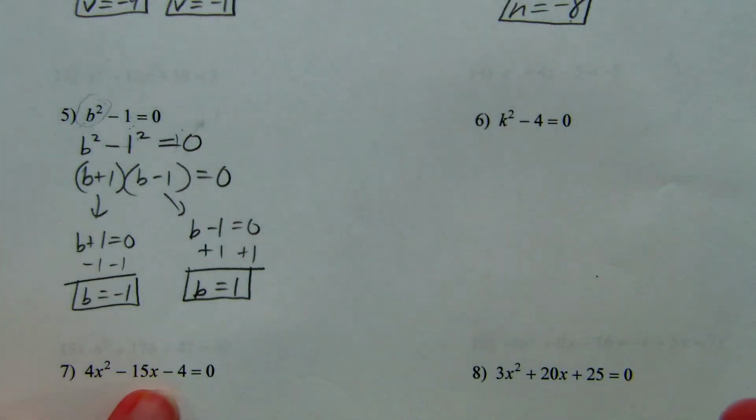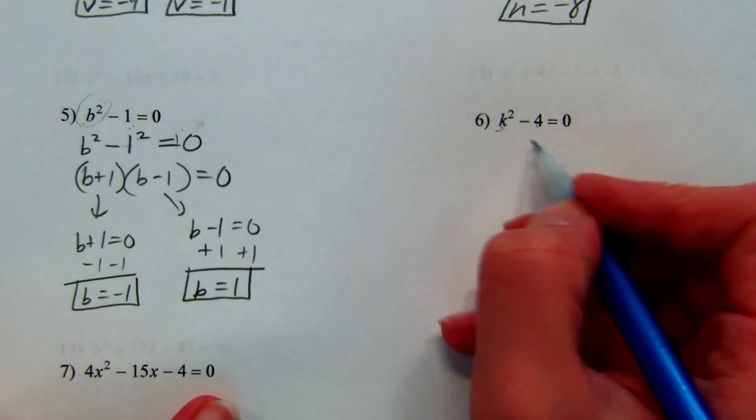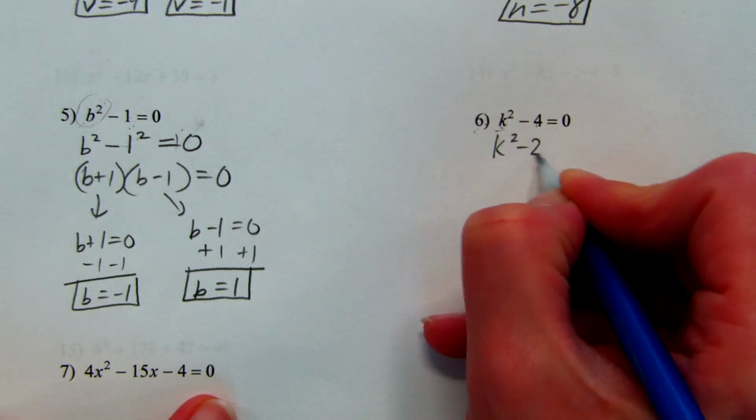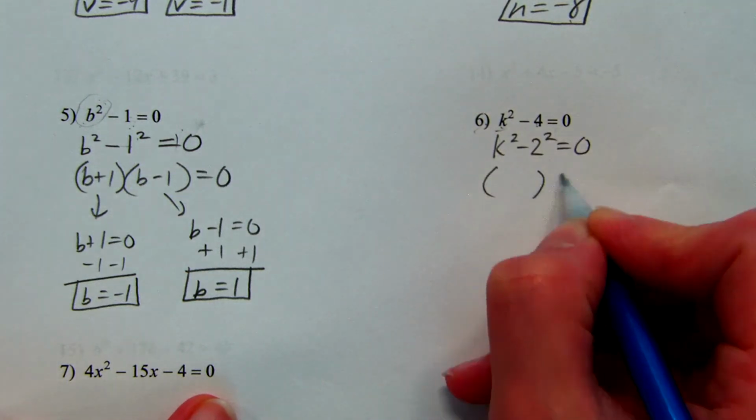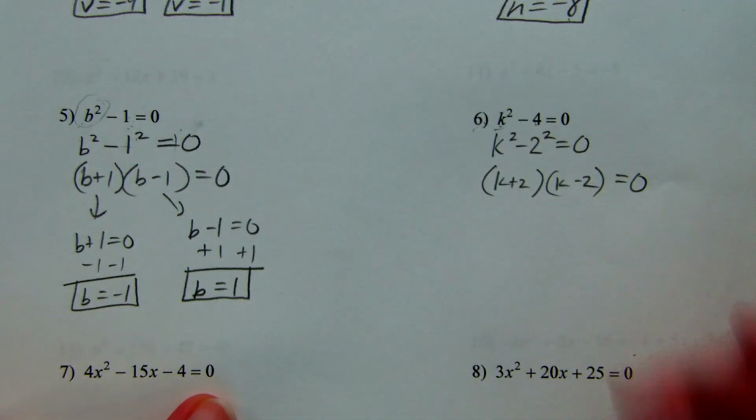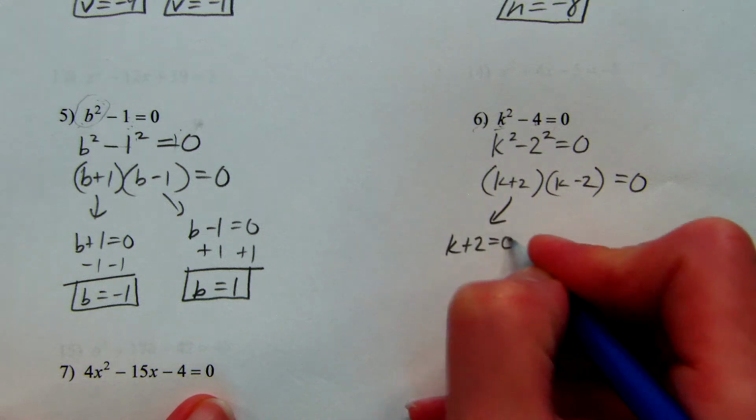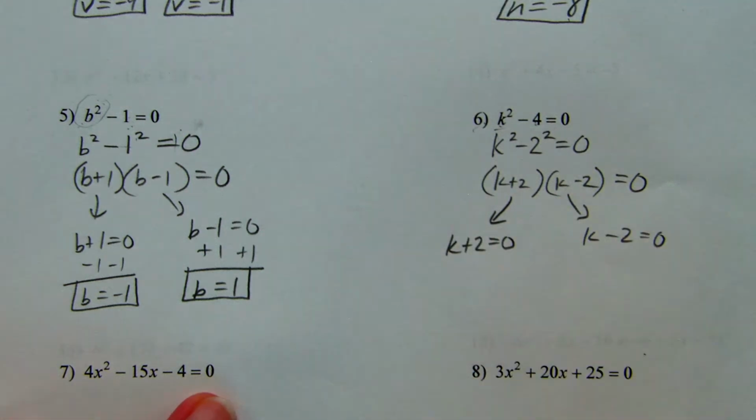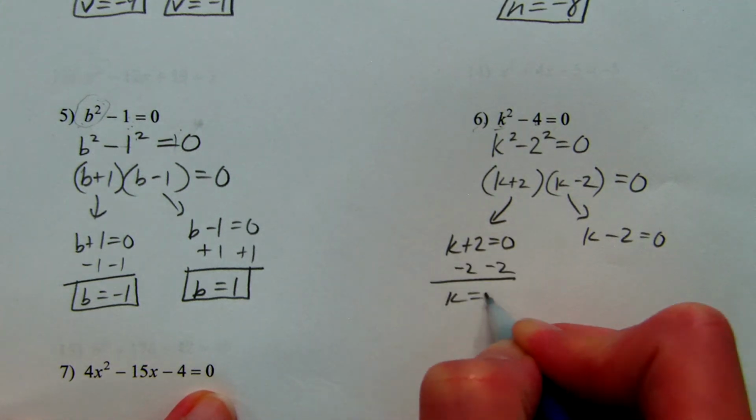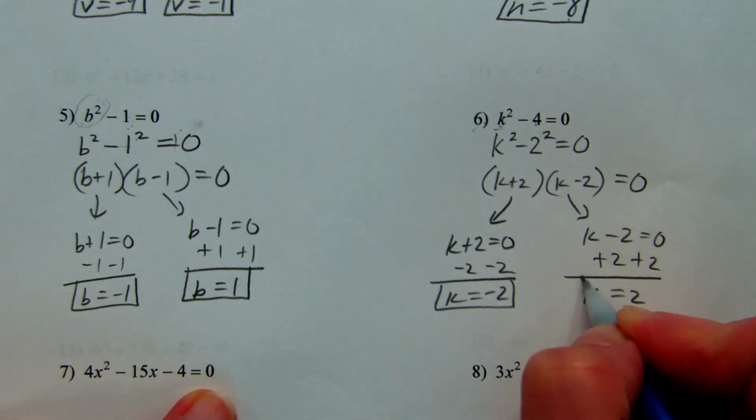I kind of did these in groups. So on number 6, there's no common factors. It doesn't have 3 terms, so it's like number 5. I could write this as k squared minus 2 squared. So when I factor it, I get k plus 2 and k minus 2. So that's a difference of squares. So we get k plus 2 equals 0 and k minus 2 equals 0, and then we just solve those. So on the first one, we subtract 2, we get negative 2. On the second one, we add 2, and we get positive 2.